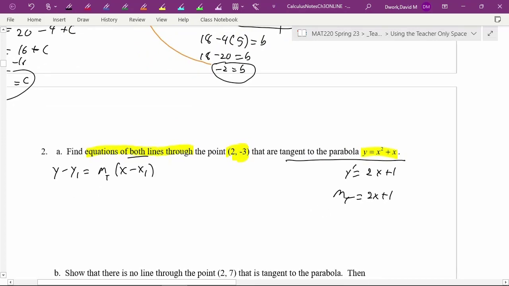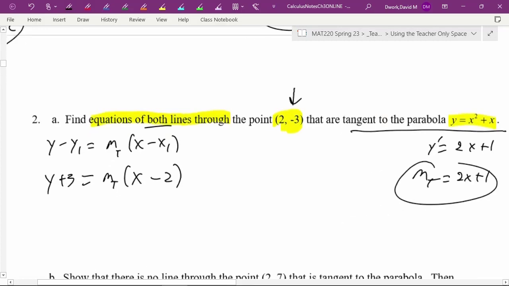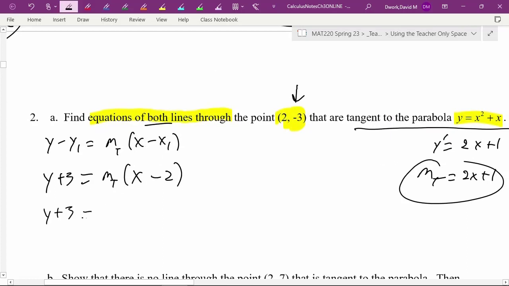Now, the first thing I'm going to do is sub in what I know, right? I know that my y value is -3, so that's y plus 3. And then the slope of my tangent line times x minus 2. All right, perfect. Got my ordered pair subbed in. Now, I know the slope of my tangent line has to follow 2x plus 1. So let's sub that in: y plus 3 equals (2x plus 1)(x minus 2). So this will be the equation of the line that is going to pass through the point 2, -3, and will have a slope that is the same as the slope of my tangent line, because that's what I subbed in, right?